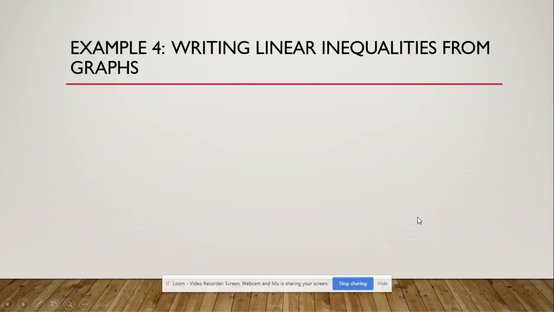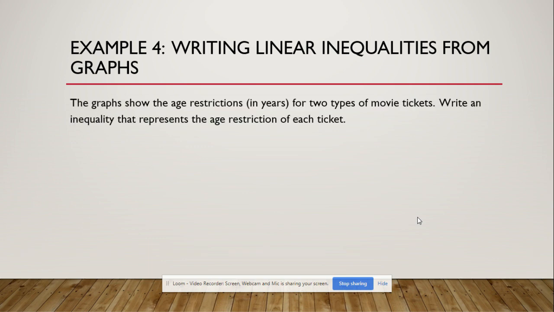Next, we're going to write these linear inequalities starting with the graphs. Now, these graphs are going to show the age restrictions in years for 2 types of movie tickets. We're going to write the inequality that represents the age restriction of each ticket. So first, here's ticket A. I notice it's got this circle here at 12. The circle is not filled in, so it will not be or equals to. The arrow goes in the direction of lesser numbers. So 10 is less than 12. So my x should also be less than 12. Okay, so the age for ticket A has to be less than 12.